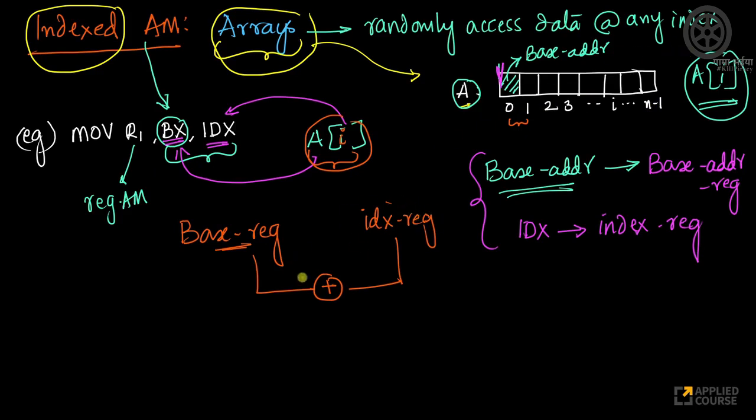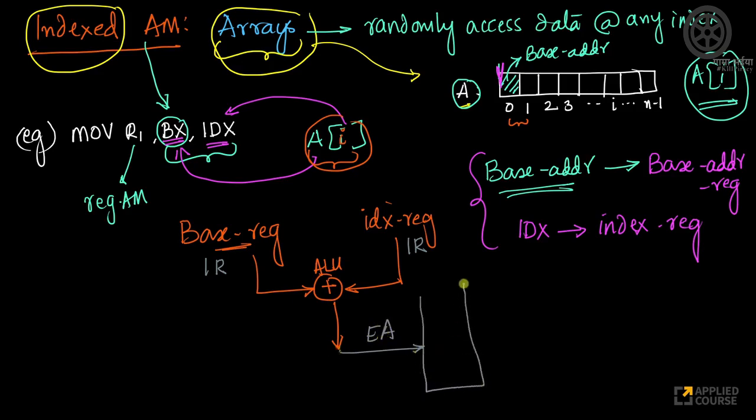So I have the index register. What I simply do here is add both of them. This addition actually happens within the arithmetic logic unit. First I read the base register. This is one read, one memory reference to the base register, and one read to read the index register. Then I add both of them using the arithmetic logic unit, and I get the address. This address is now my effective address.